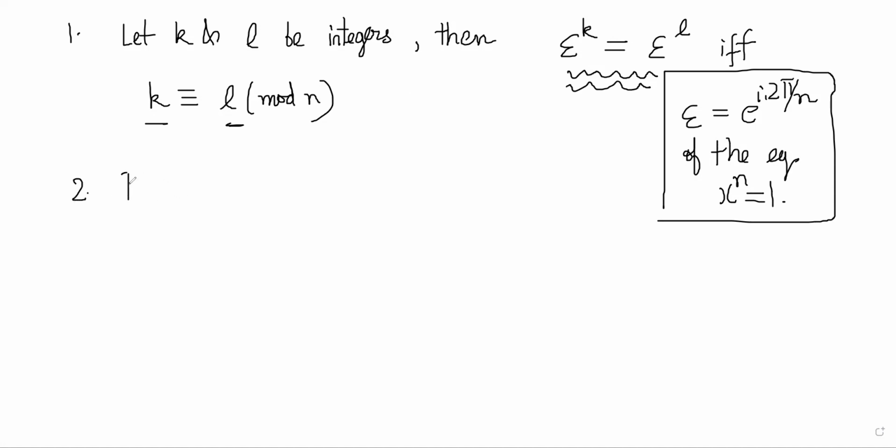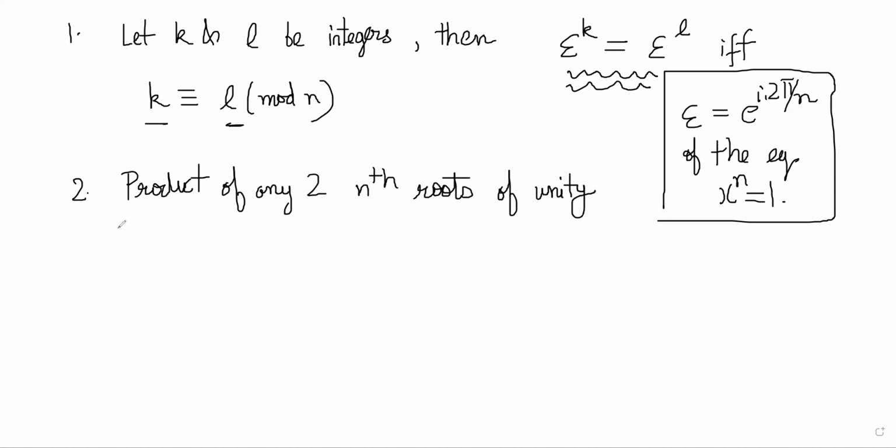Okay. The second property is the product of any two nth roots of unity is also an nth root of unity. So that is an obvious property. Whenever you multiply, it keeps becoming another power of epsilon, and that eventually is an nth root of unity, because there is a cyclicity to this congruence. This is all congruent modulo n, and it keeps going in cycles, even if the powers are higher than n, right?